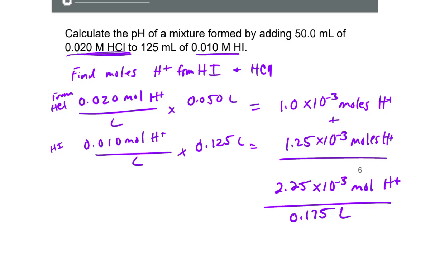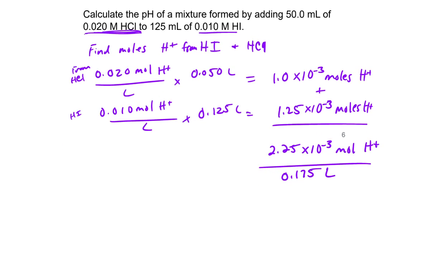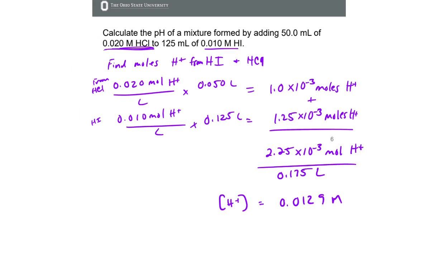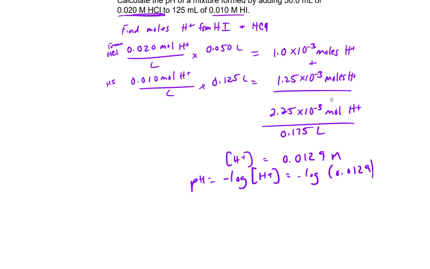So if we take our moles, divide by the total volume, we end up with an H+ concentration of 0.0129 moles per liter. Okay, and from there, finding the pH, we take minus the log. And we'll end up with 1.889.